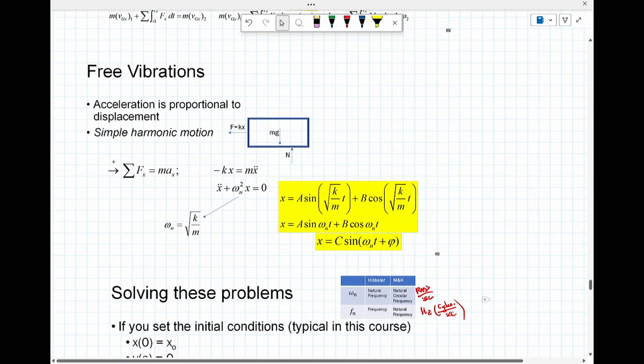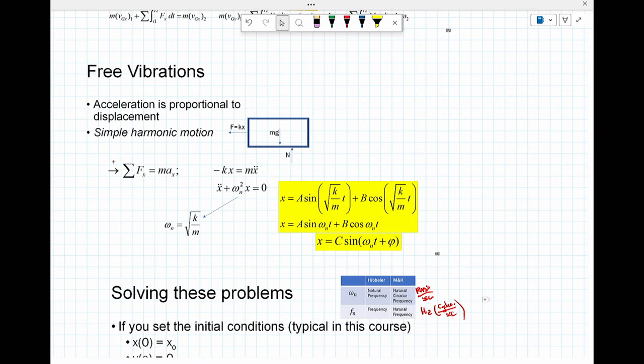Free vibrations. So acceleration is proportional to displacement. You end up with a set of equations. And the important thing here is that this term always ends up being positive when you write your final equation. Your equation of motion is always x double dot plus omega n squared times x is equal to 0, and omega n, in this particular case, is square root of k over m. But whatever term you have in front of this x term in free vibration is your natural circular frequency.